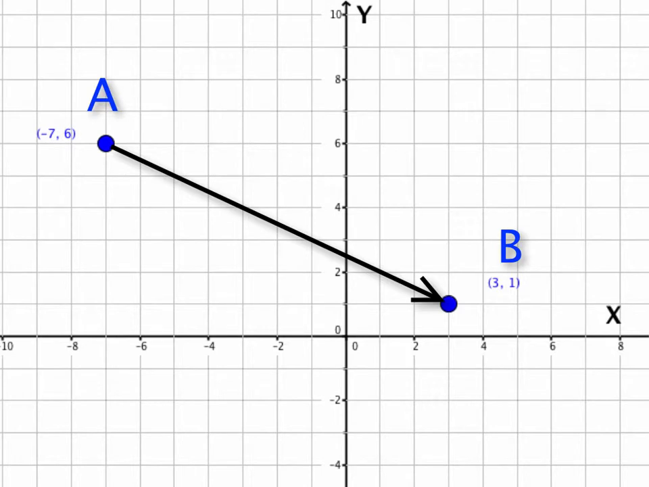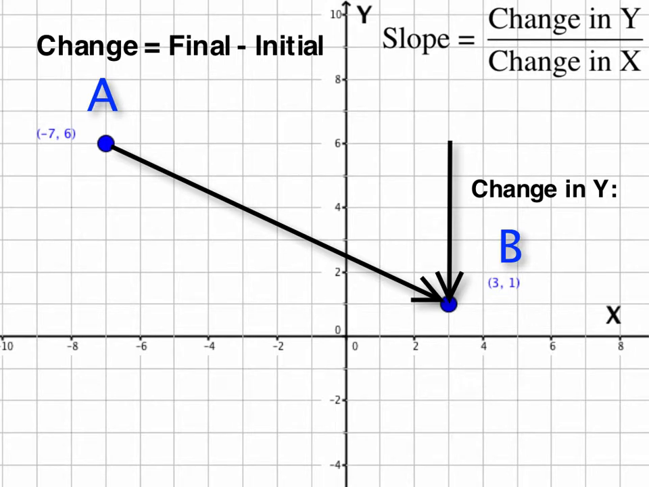Of course, we already know that our slope is going to be negative, because if we drew a line from point A to point B, it would slope downwards as we read it from left to right. Okay, let's start with a change in the y values. Going from point A to point B, we're going to do 1 minus 6, which equals -5. So our change in the y values here is going to be -5.